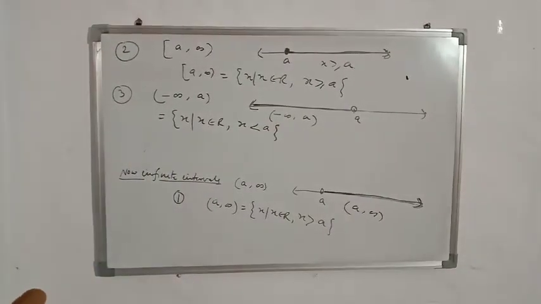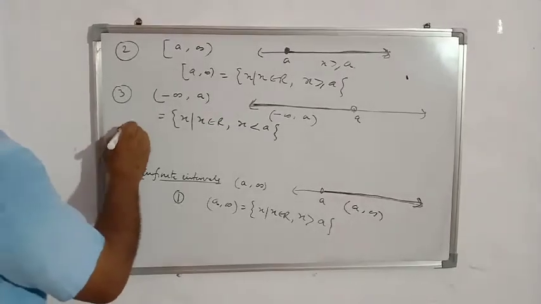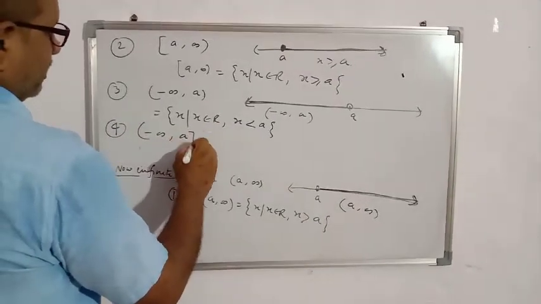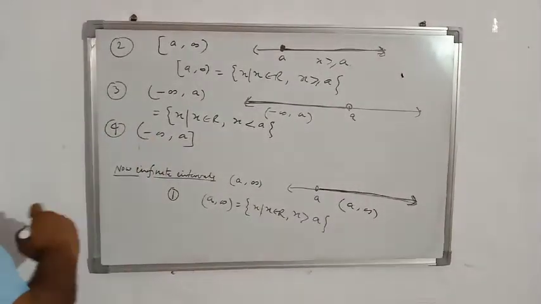And fourth one, minus infinity to A, but there is a closed interval from the side A.